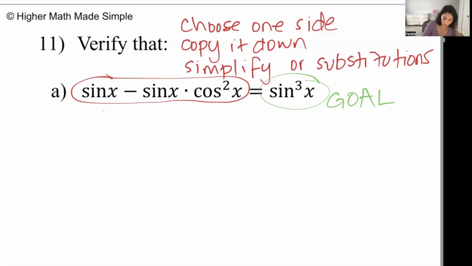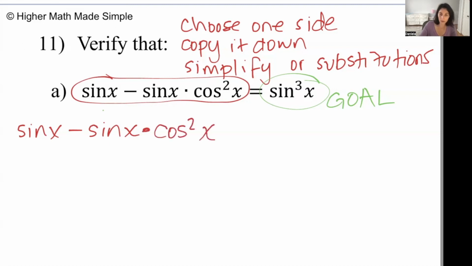Okay, so again, we usually like to start with the more annoying side. Could you start with the other side? Sure, it's just a little hard logically to figure out where we're going. So that's why we usually do that. So we're going to write equals. And now again, we're going to figure out, can we do anything with it? Can we use algebra 1 skills like factoring or order of operations, just simplifying in general? Or are there any substitutions that we can use? And it could be a mix of both, okay?